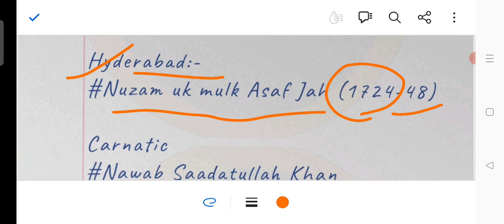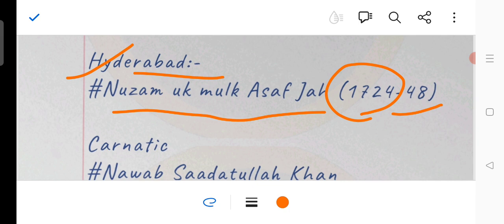So what happened was that the British had come to India just for trade, but eventually they wanted to do court politics. They started entering into court politics. As there was a fight between Nasir Jung, who was the son of Nizam ul Mulk, and Muzaffar Jung, who was the grandson of Nizam ul Mulk, the British supported Nasir Jung and the French supported Muzaffar Jung.